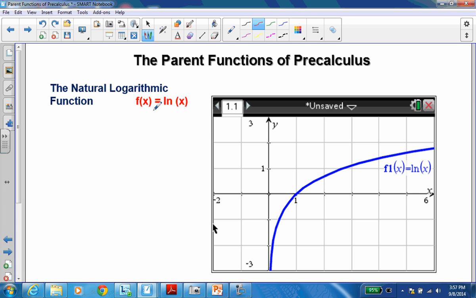Here we are, the natural logarithmic function, f of x equals ln x. Is this function going to be odd or even? You say even. Does this function reflect about the y-axis? No. Does it reflect rotationally about this point here? No. This function is neither odd nor even. Next, our domain.